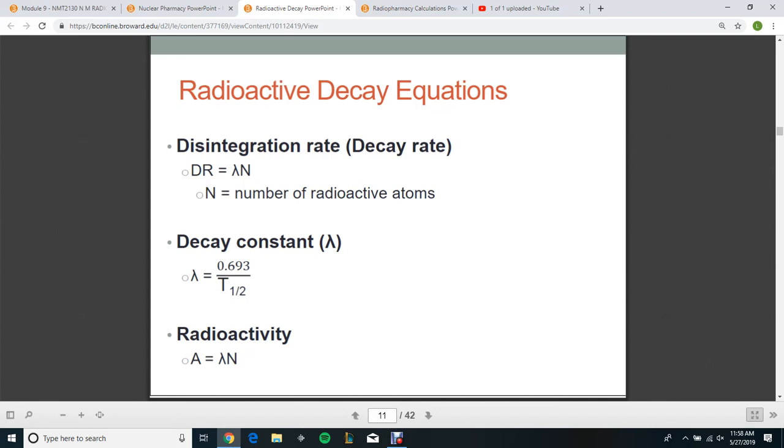Radioactivity says that it is also the decay constant times the number of radioactive atoms. I believe that one is wrong though.